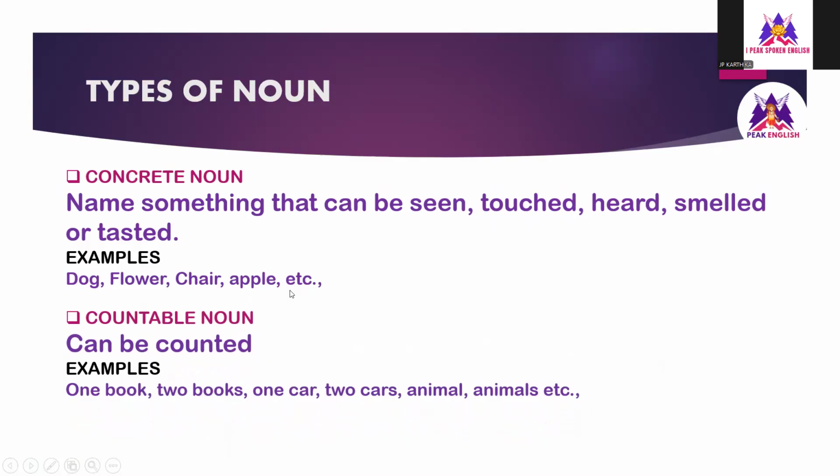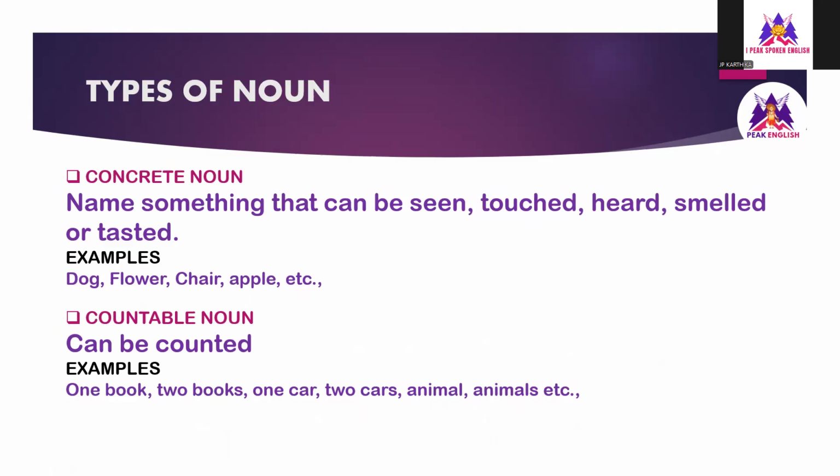Next is countable noun. It is easy. Countable in the sense the nouns which you will be able to count. Now you know the common thing about nouns, right? Naming words are called nouns. So countable means the nouns can be counted. You will be able to count the things, the people, the animals. For example, one book, two books, three books, many books you can count.